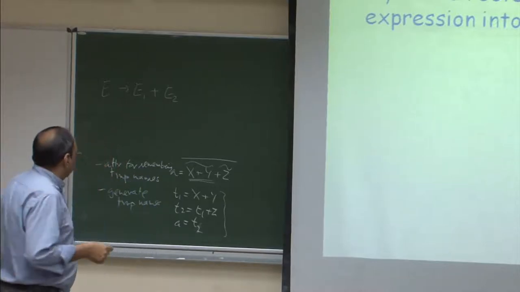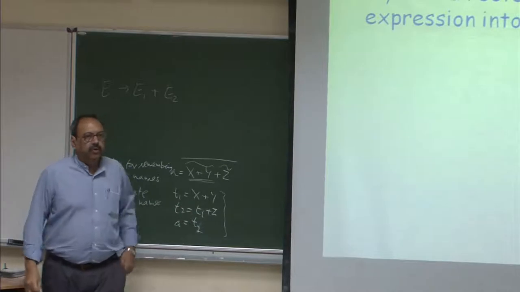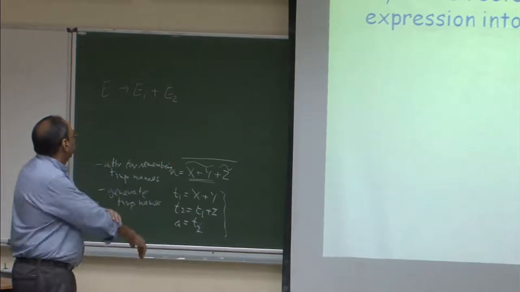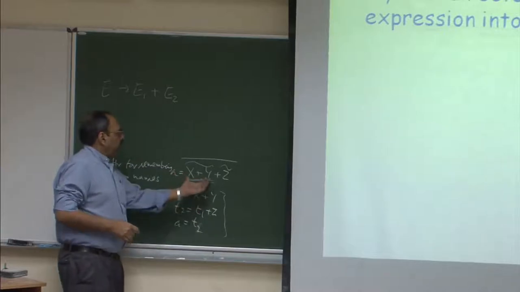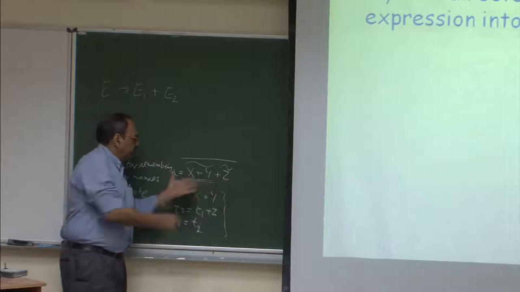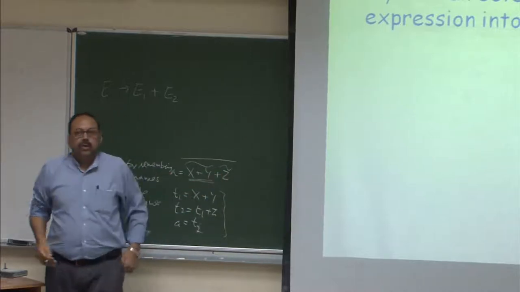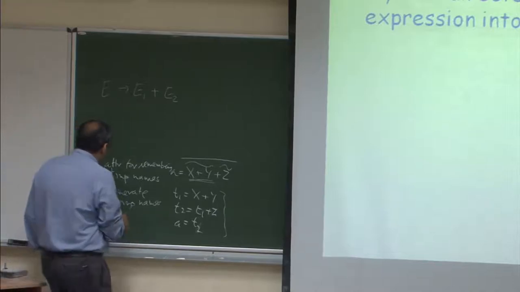And the next thing I have to do is remember what code sequences I have generated so far. Because finally, I'm generating code and saying this is the code corresponding to this. So I must remember what is the code sequence for this, what is the code sequence for this, and what is the code sequence corresponding to this. So I must also have some attribute for code.